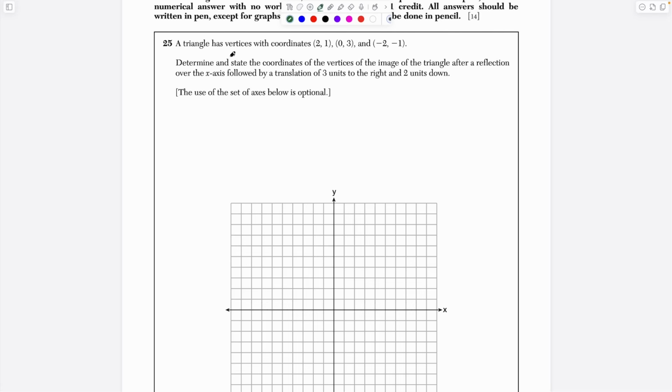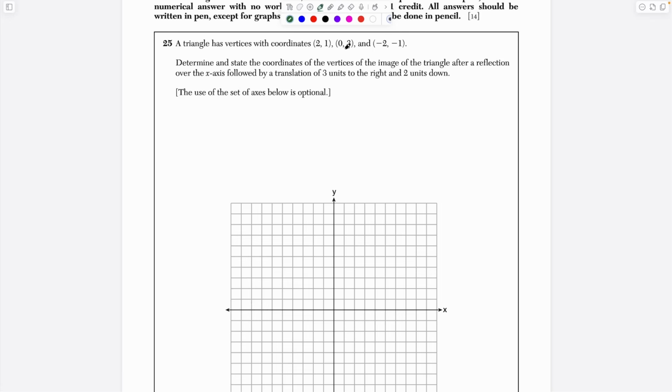Question 25, a triangle has vertices with coordinates (2, 1), (0, 3), and (-2, -1). Determine and state the coordinates of the vertices of the image of the triangle after a reflection over the x-axis, followed by a translation of 3 units to the right and 2 units down. And then we have the use of the set of axes below is optional.